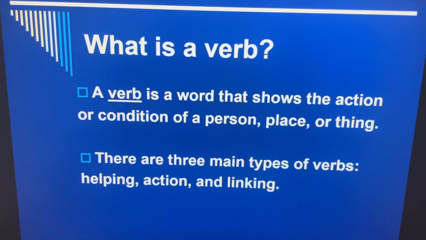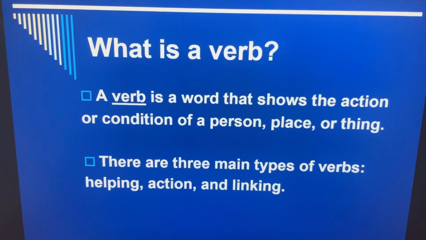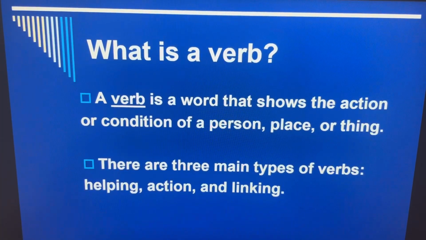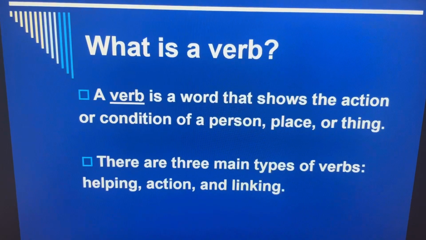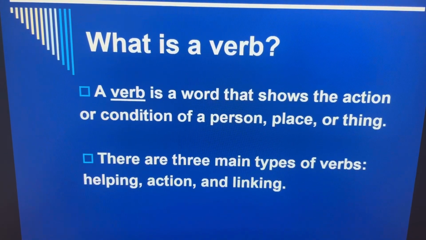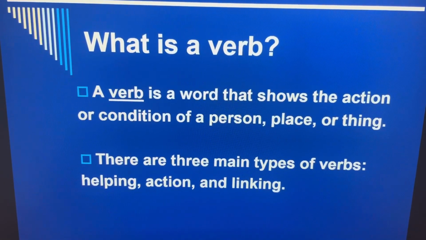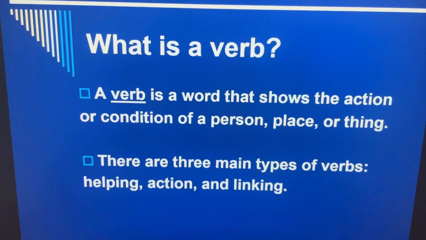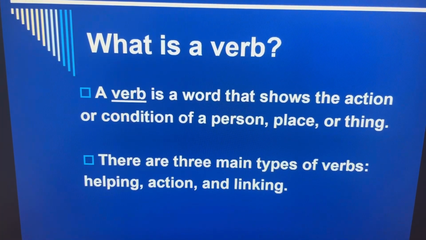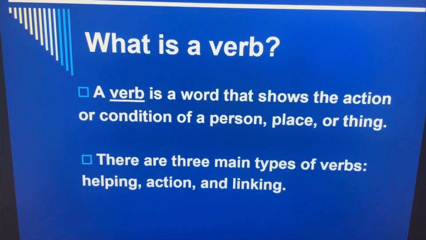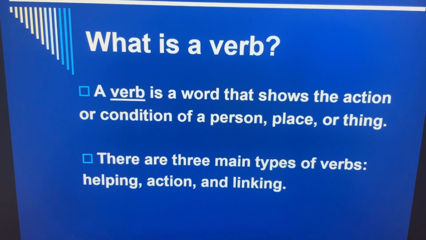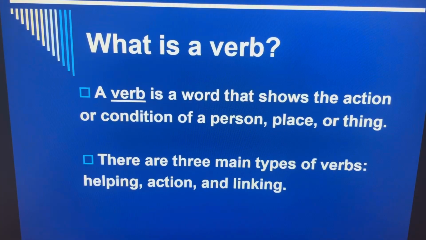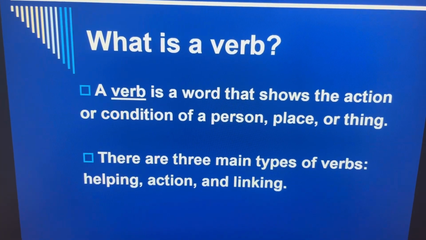Grade 3 students, verbs क्या होता है? A verb is doing some action or doing something. A verb is a word that shows the action or condition of a person, place, or thing. That is called a verb. Mainly, there are three types of verbs: helping, action, and linking.